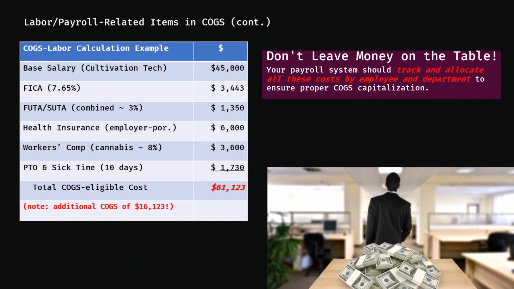Just to illustrate how important it is to include all labor-related COGS that could reduce your tax burden, let's take this example for a cultivation technician with an assumed base salary of $45,000. If you load on the FICA, FUTA, SUTA, health insurance, workers' comp, and some PTO and sick time, you have an additional $16,123 that qualifies as inventoriable for COGS. That's almost an additional 40% compared to base salary. That $45,000 a year cultivation tech is really costing you at least $61,123. So the question is, how much money might still be on the table?